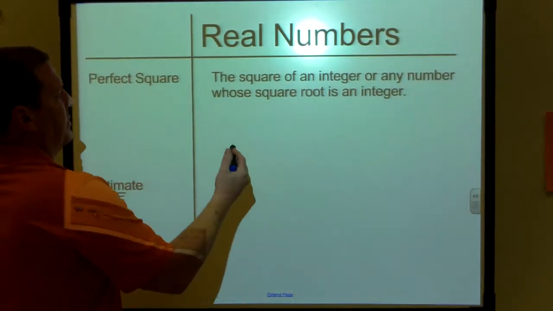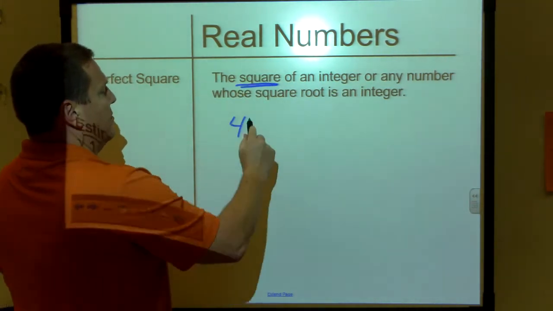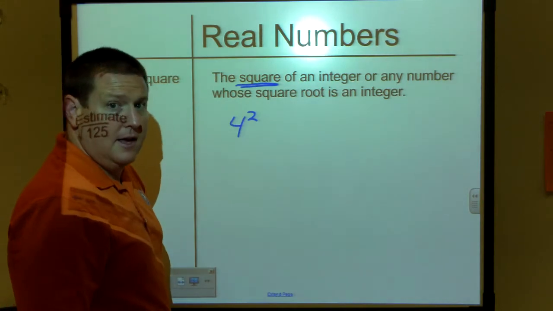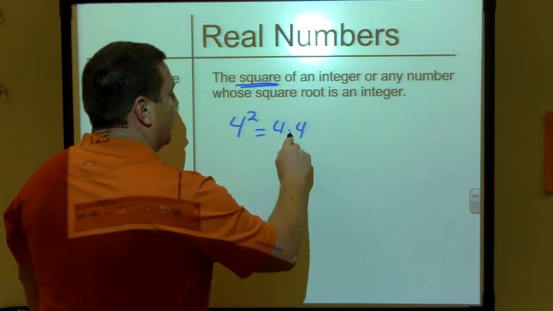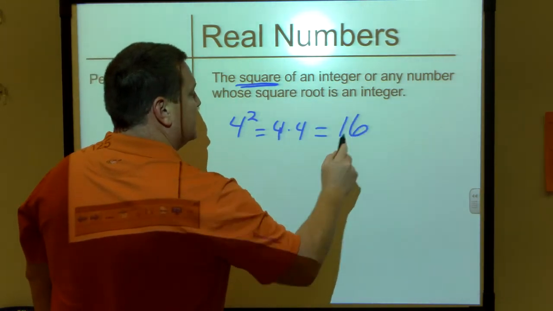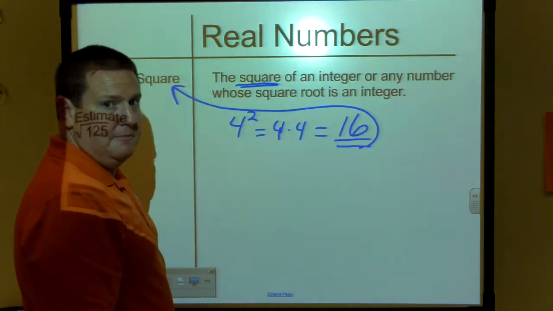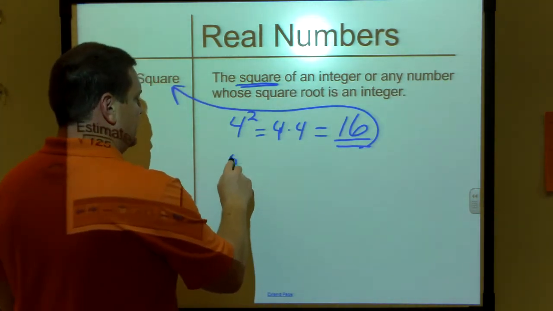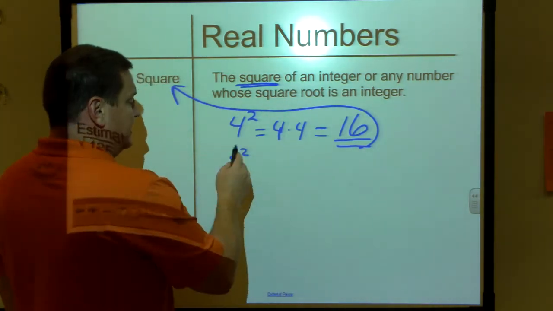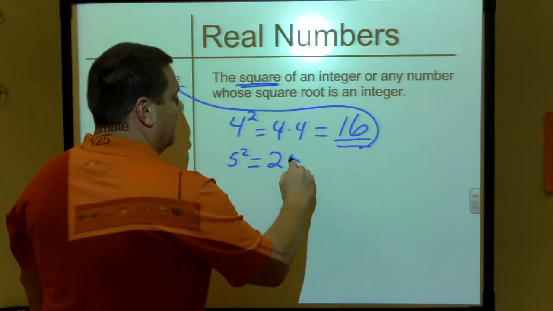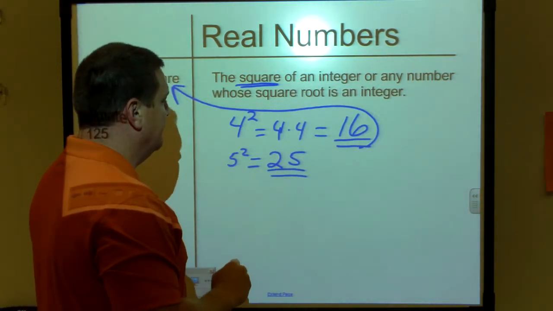So let's go ahead and pick a number. Let's say we pick 4. And then how do we square that number? We raise it to the second power. Now that doesn't mean 4 times 2. That means 4 times 4, which gives us 16. And 16 is considered a perfect square. Pick another number. Let's say 5. If we square that, raise it to the second power, we get 25, and then 25 is also considered a perfect square.